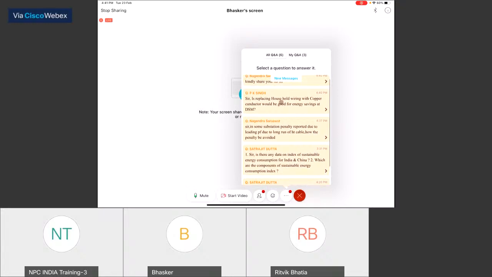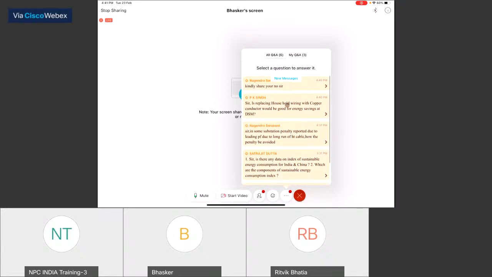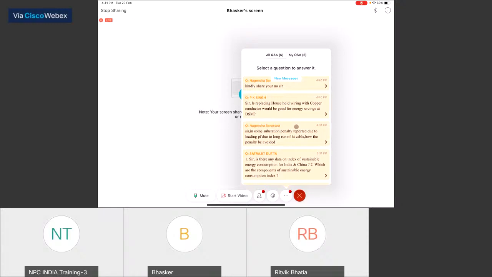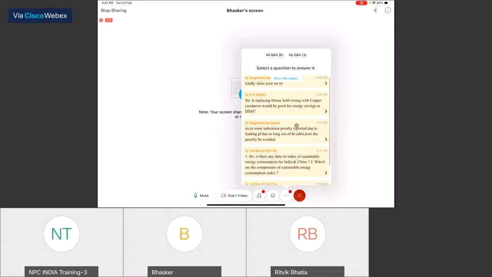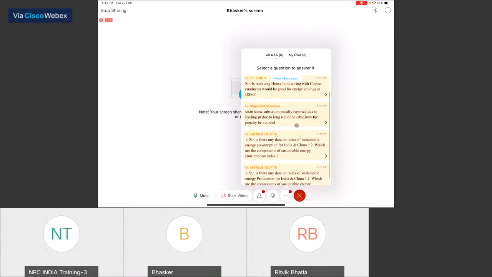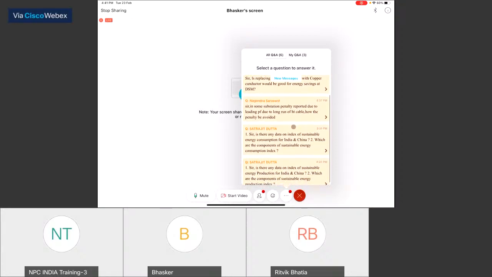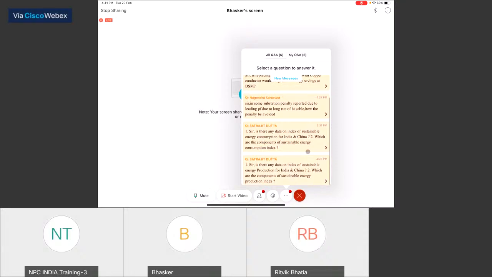Mr. P.K. Singh has asked, would replacing household wiring with a copper conductor be good for energy saving at DSM? It is of course good, but economically not viable. At present, nobody in any other country is using this copper wire. Mr. Narendra ji, in some substations penalty is being reported. As I told you, you can put an RC circuit there.